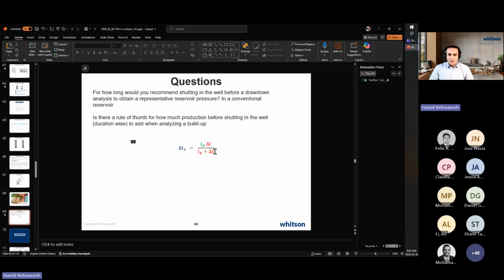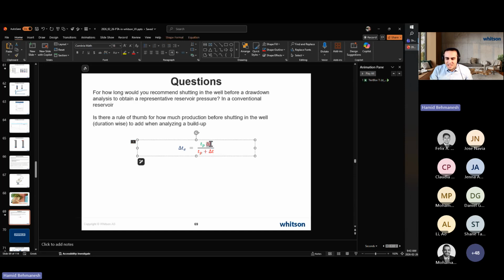So if you ask, I want to reword this question. I put it this way: if you produce for 1 hour and you shut the well in for 1 month, will your distance of investigation be equal to 1 month or equal to 1 hour? That's a critical question to answer, right? And we can address that question through this delta T equivalent.